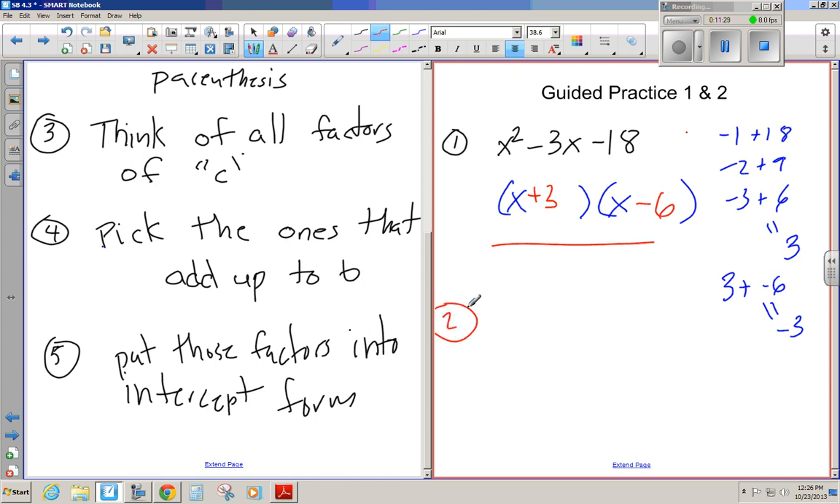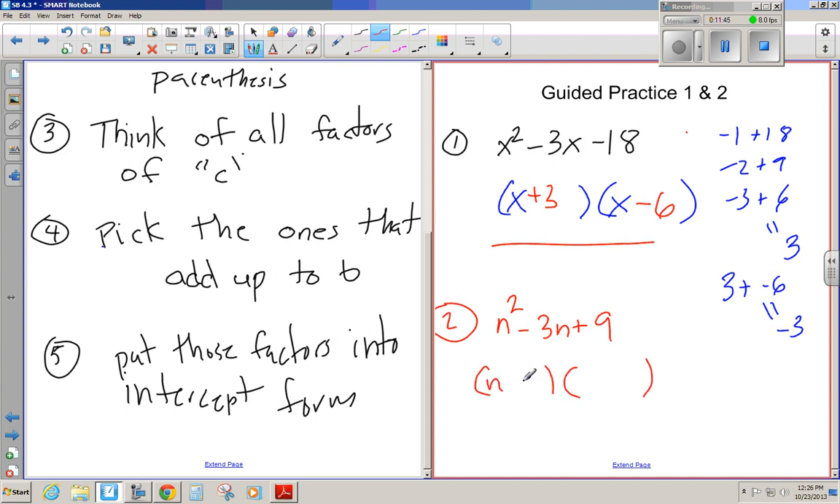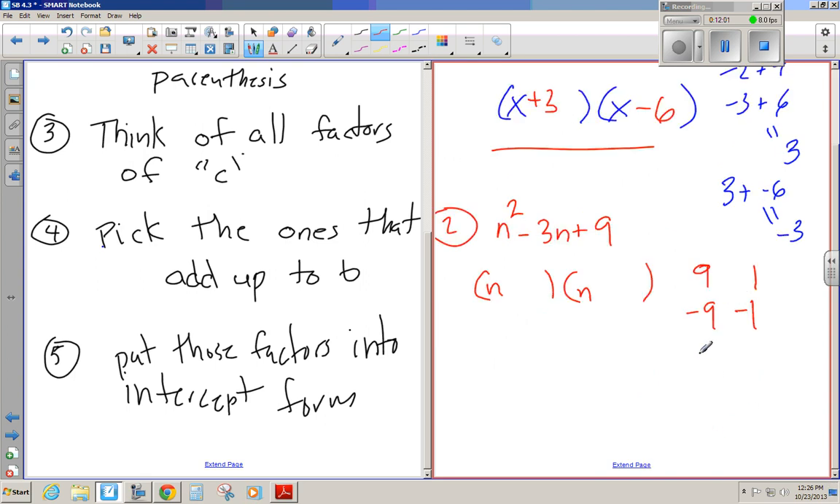Okay, look at number 2, n squared. So, set up factored form, put the variables in the front, think of all the possible factors of 9. So 9 times 1, negative 9 times negative 1, 3 times 3, negative 3 times negative 3. Now, add them together.